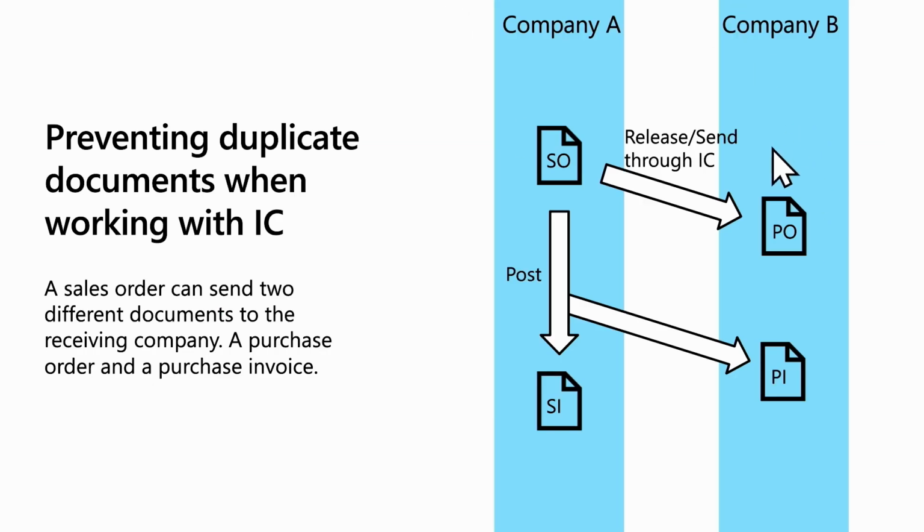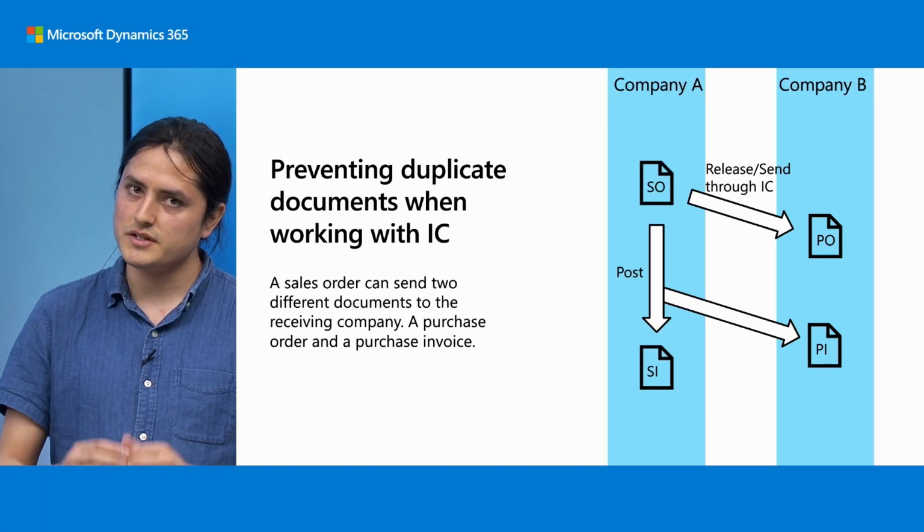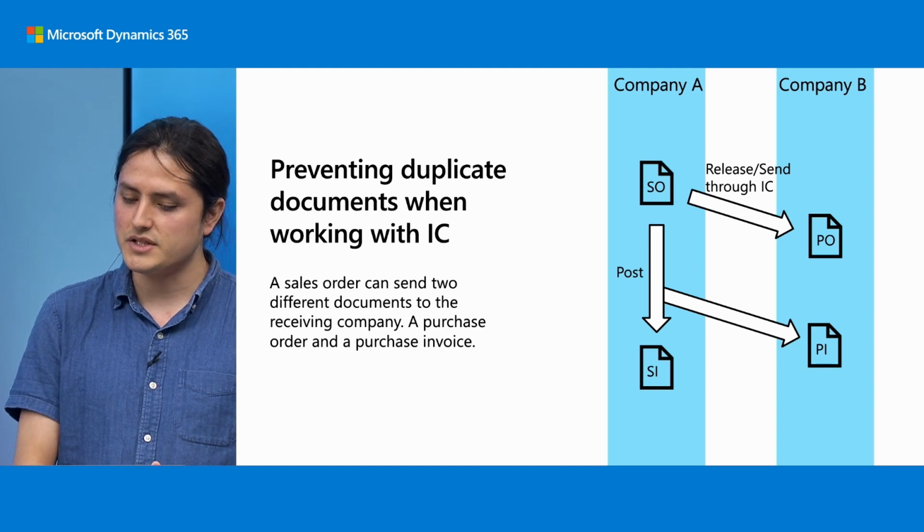The scenario that enables starting with a purchase order and sending a sales order and posting the sales into a sales invoice and receiving an analogous purchase invoice on the other side will come in 22.1.